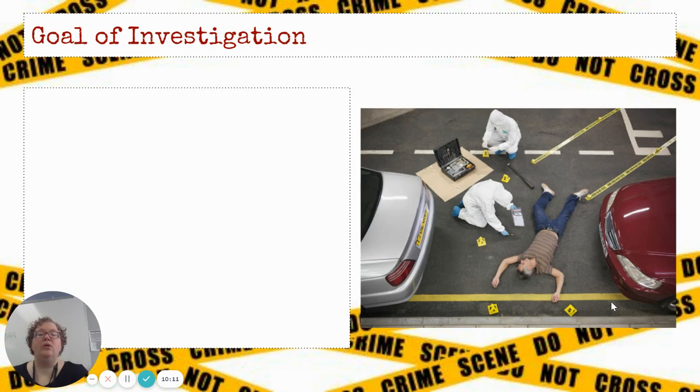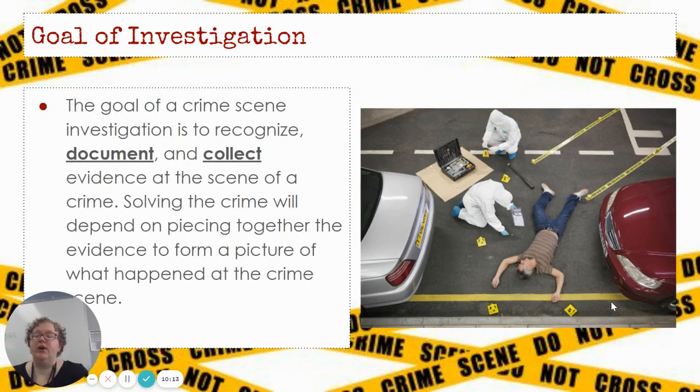All right, so the goal of an investigation. The goal of a crime scene investigation is to recognize, document, and collect evidence at the scene of a crime. Solving the crime will depend on piecing together the evidence to form a picture of what happened at the crime scene.